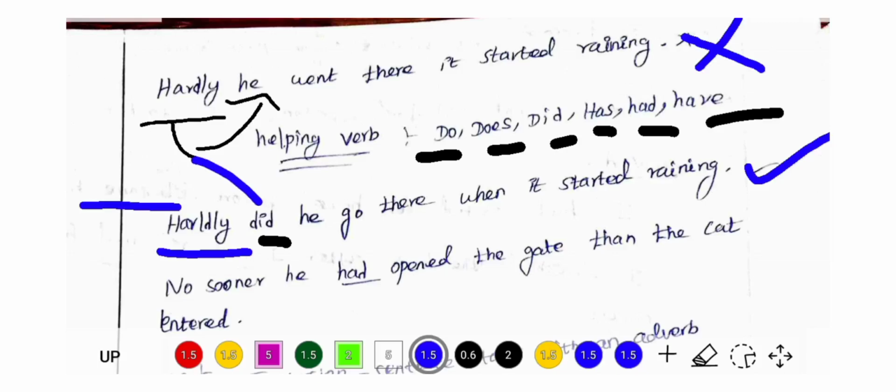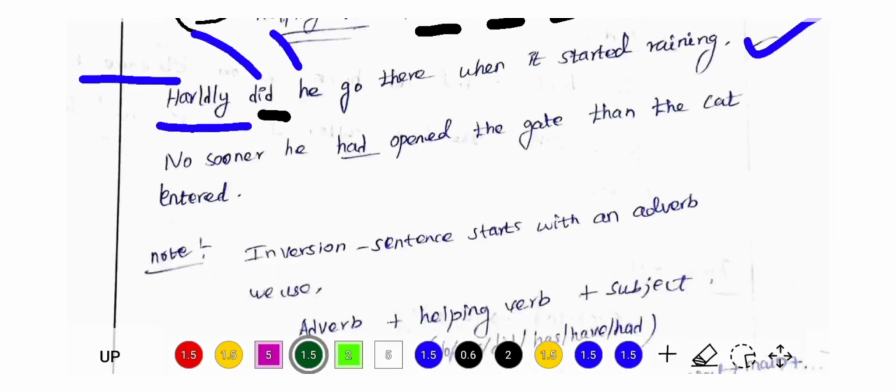Adverb, helping verb, subject. No sooner. No sooner is an adverb. Adverb followed by subject. So this sentence is incorrect.